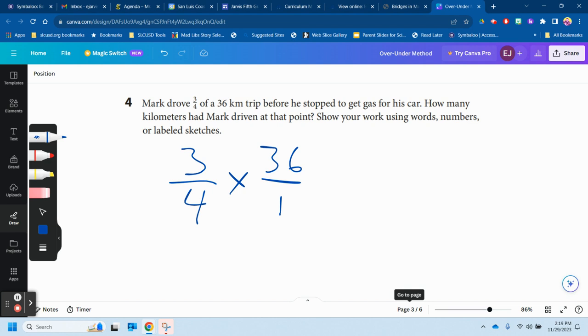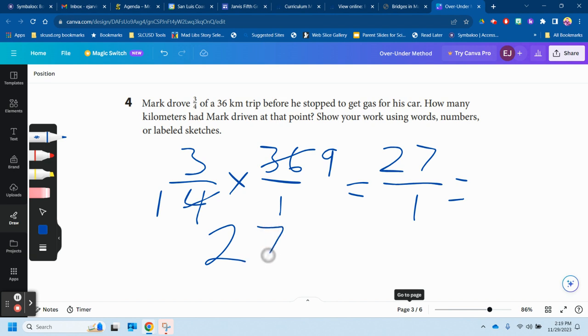3/4 is in its simplest terms, so it's 36 ones, but I can cross any numerator with any denominator. 36 and 4 are both divisible by 4. 4 divided by 4 is 1. 36 divided by 4 is 9. And then I could just multiply across. 3 times 9 is 27. 1 times 1 is 1, and that equals 27 kilometers.